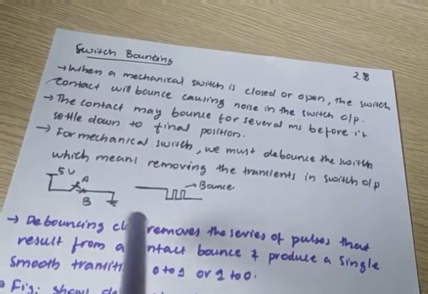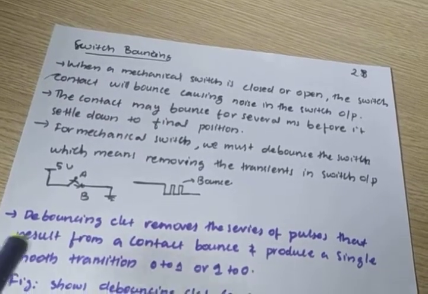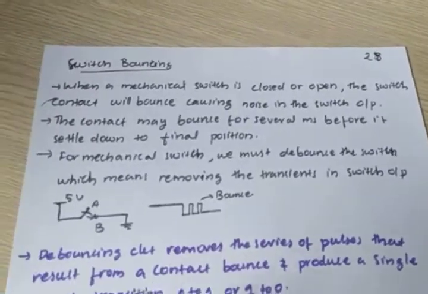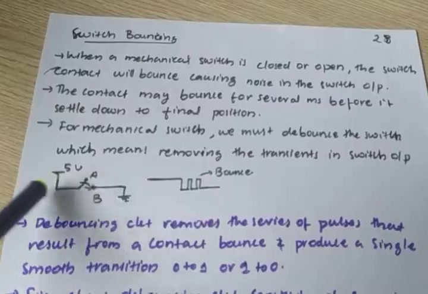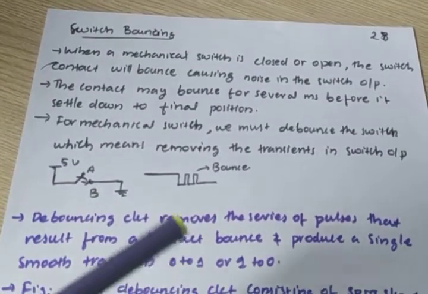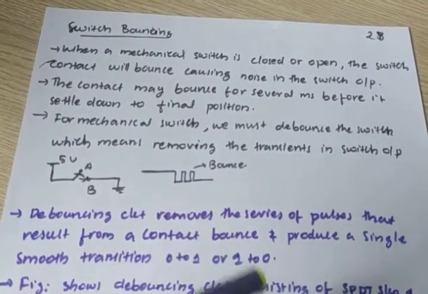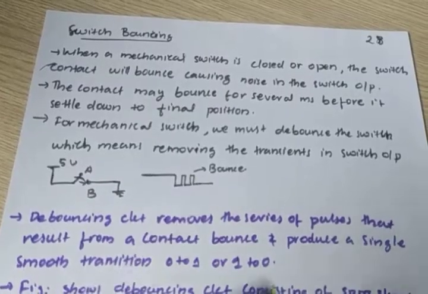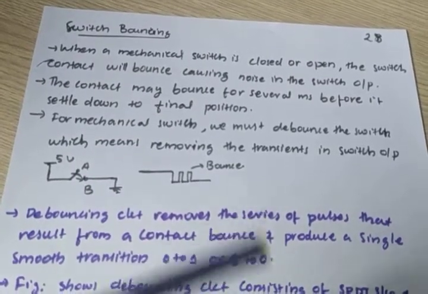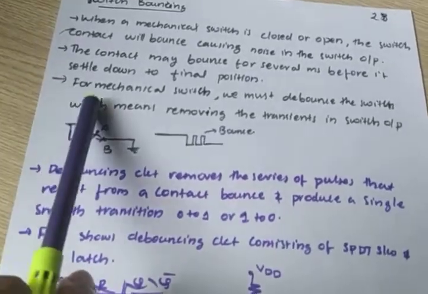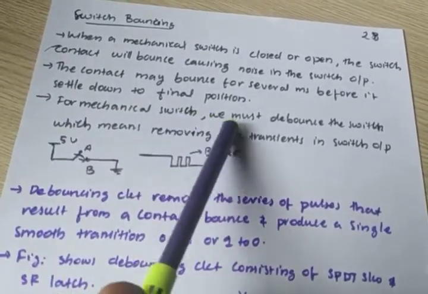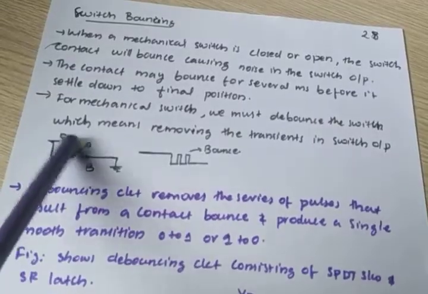So this kind of bouncing creates noise in the circuit. Why? Because it is not actually connected to B. It is connected to B, but due to this mechanical thing, it is coming back and forth. So a bouncing will be there. That we should eliminate. For a mechanical switch, we must debounce the switch.